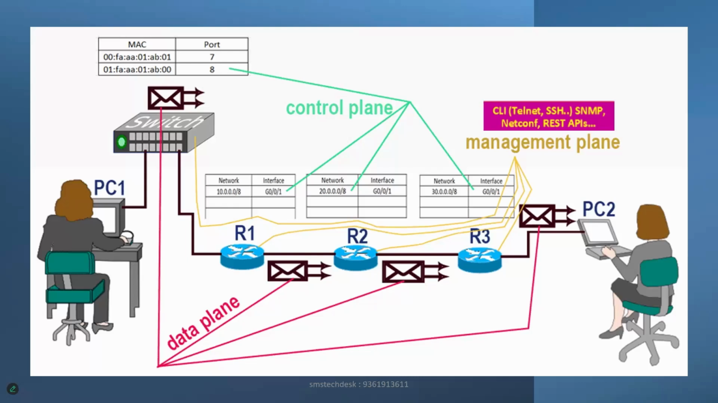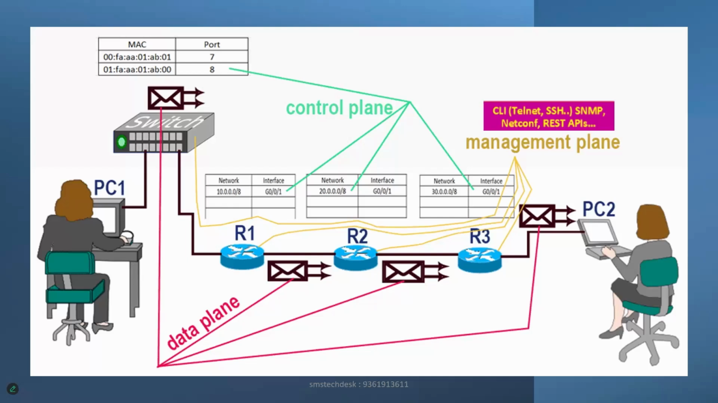Now look at the green lines. The switch learns MAC addresses and builds a MAC table. Router runs routing protocols and builds a routing table. All this learning, decision making, and table building happens on the control plane. So the control plane decides which next router to use, which interface to forward the traffic, which MAC belongs to which port. Then it programs the data plane.